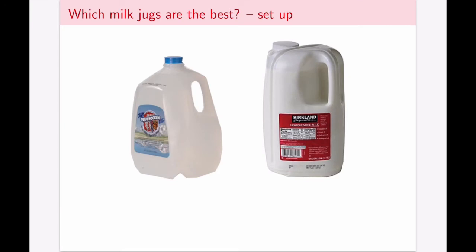So in the picture here, you see 2 different types of milk jugs. I have a small child, so we buy lots of milk. And in Canada, in BC, it actually looks like this. So this is the standard BC jug of milk shape that you will see in the store if you want to purchase 4 liters of milk.